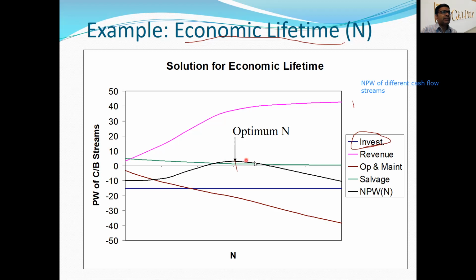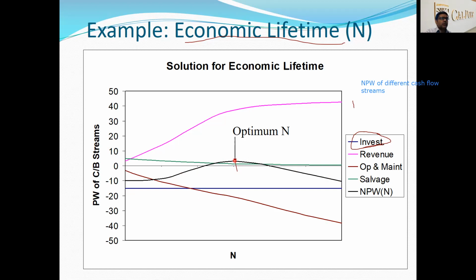And then this black line is just a summation of all of those points. You're basically adding up all the different cash flow streams into the present value. And then this is where your optimum is. It starts out negative, goes into positive territory, and then at the end, this is where you maximize the net present worth. Okay.